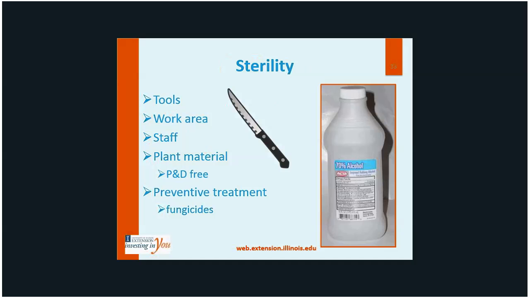Make sure any of your tools are not just sharp but also sterile. So you can get rubbing alcohol, go ahead and wipe them down, take some high spirit out of your liquor cabinet, anything at all will do. And sometimes, depending on what you're using, if you're using rooting powder, it might already have a fungicide mixed in with it. Now you don't have to be fanatical about having your workspace super sterile. Just clean it down, sweep it off.